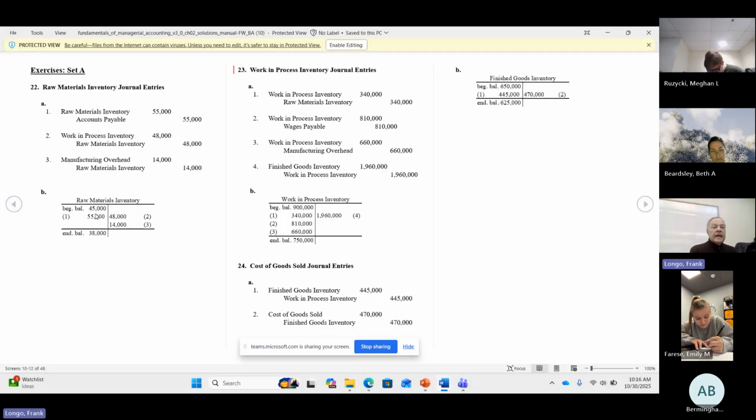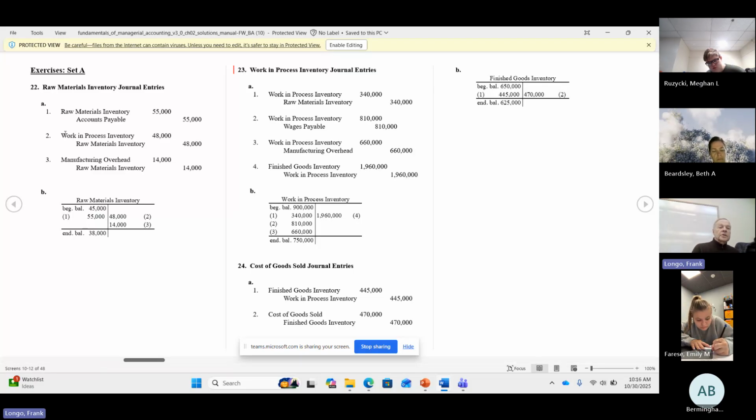It said that $48,000 of materials was put into process, that they are using raw materials to go directly into the product. So when you see that word direct materials, debit work in process inventory, and credit raw materials inventory.